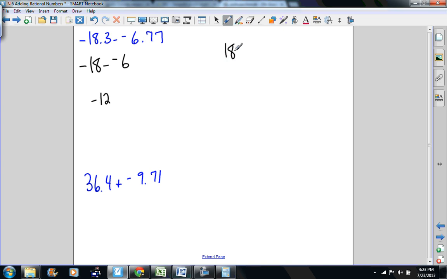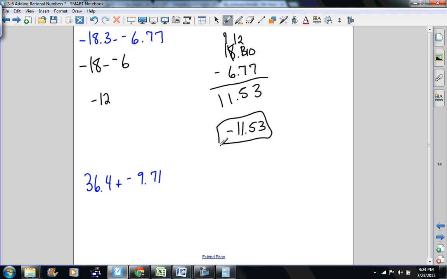So I'm going to go 18.30 minus 6.77. Looks like we have some borrowing to do. It's 1, 1. And we needed a negative, so it's negative 11.53, which is really close to our estimation.